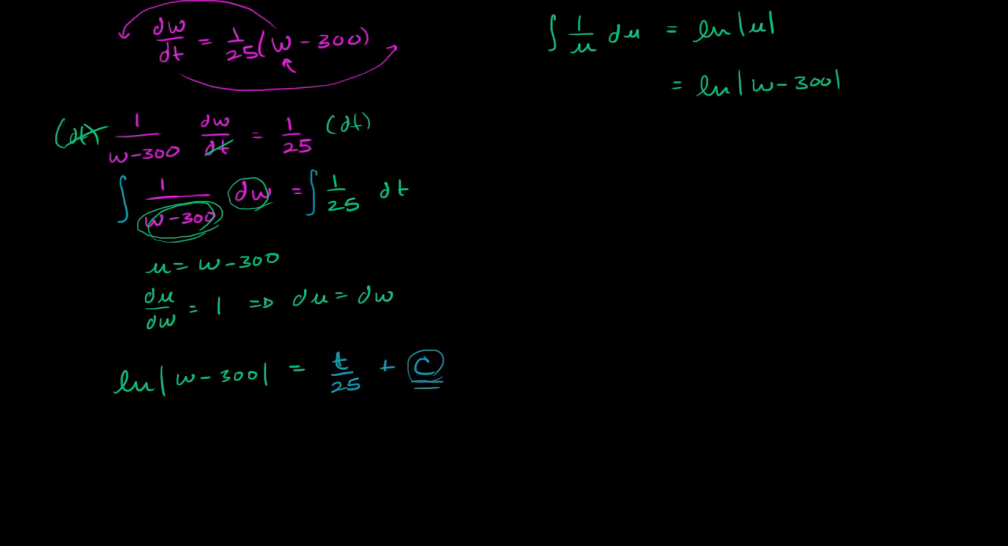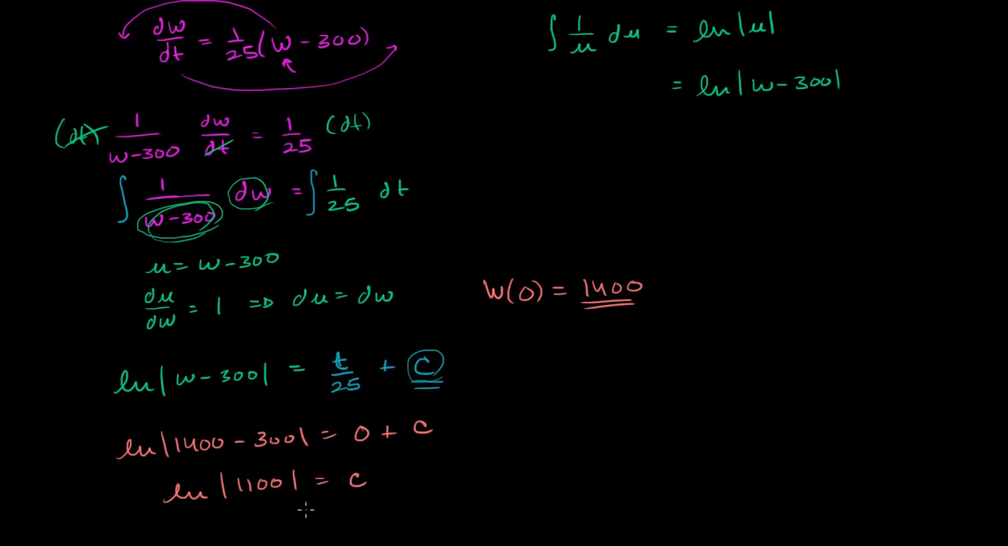We're told in the problem that w of 0 is equal to 1,400 tons. That's one of our initial conditions. So we know that when t is equal to 0, w is equal to 1,400. So 1,400 is equal to 0 plus c. Or another way to think about it is the natural log of the absolute value of 1,100 is equal to c. And obviously this is a positive value, so we can just say that c is equal to the natural log of 1,100. We can drop the absolute value signs because the absolute value of 1,100 is 1,100.